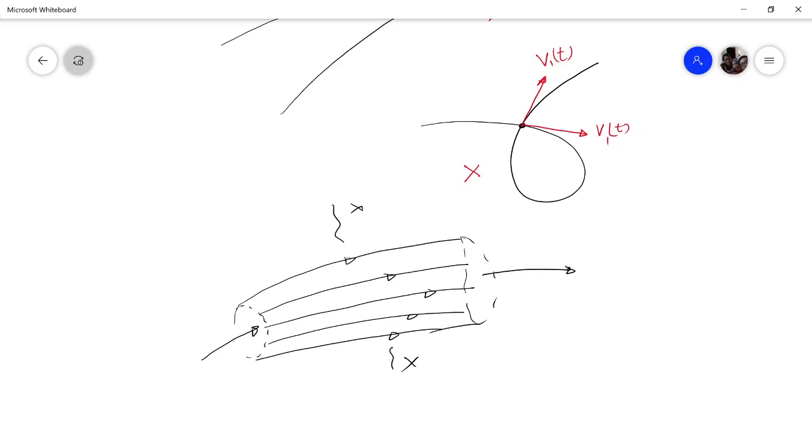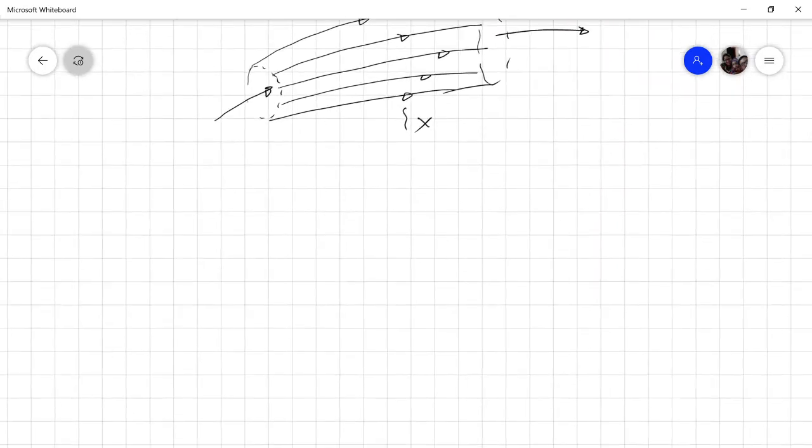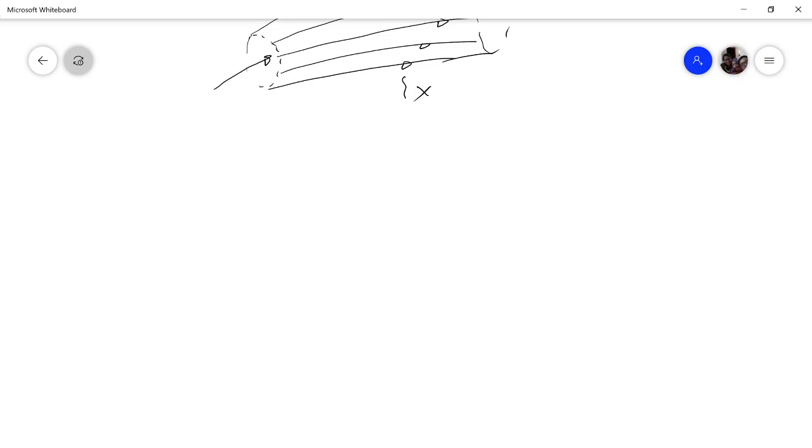Now, how to write the equation of a streamline, that is very important. So friends, consider a streamline like this, and focus on this particular point.